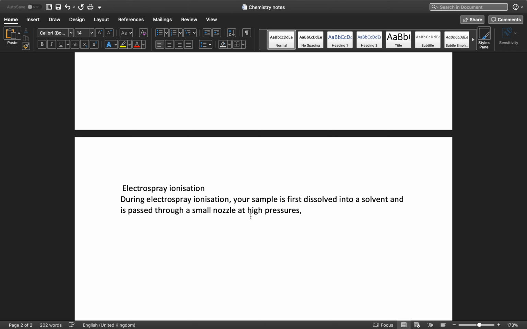So during electrospray ionization, your sample is first dissolved into a solvent and is passed through a small nozzle at high pressures. A voltage is then applied to this solvent, giving each particle a hydrogen ion. So voltage is then applied to the solvent, giving each particle a hydrogen ion.